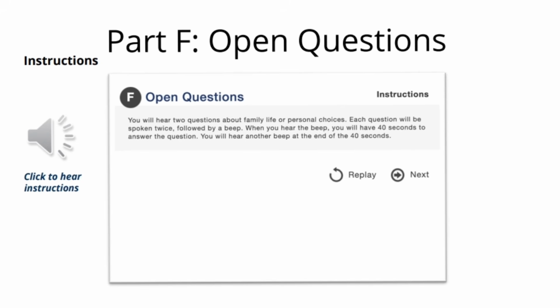Now let's move on to open questions. This is basically a free speech round where you have to share your opinions on the given topic for at least 40 seconds. You will hear 2 questions about your personal life or personal choices. Each question will be spoken twice, followed by a beep. When you hear the beep, you will have 40 seconds to answer the question. At the end of 40 seconds, you will hear another beep and another question.